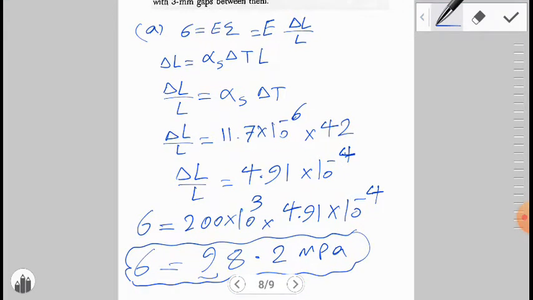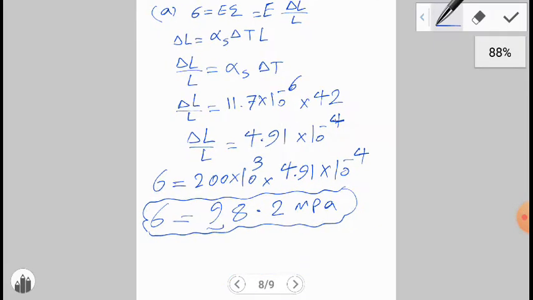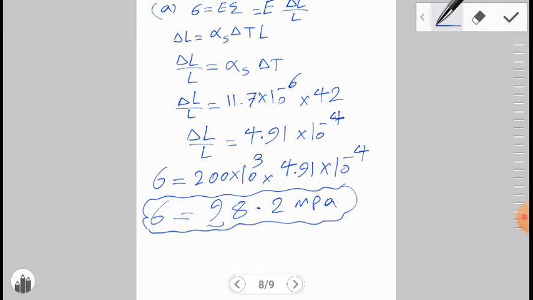For finding the normal stress, sigma is equal to E epsilon. We have just one member. We need to determine the length change because of the temperature. Yes, delta L is equal to alpha S delta T L. And finally, we can find sigma here. Part B.